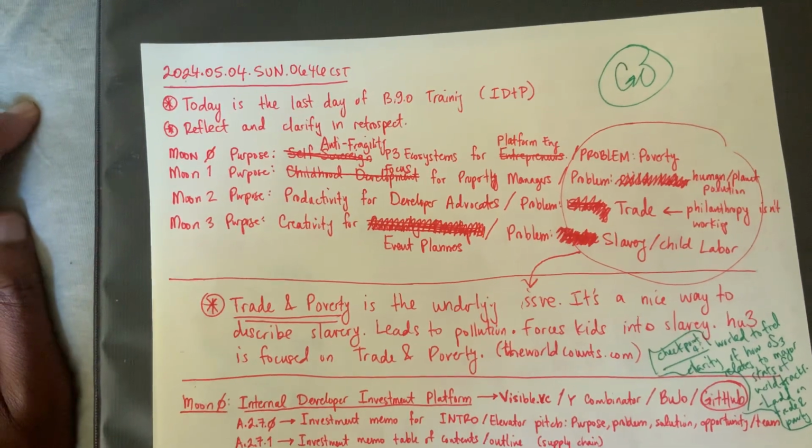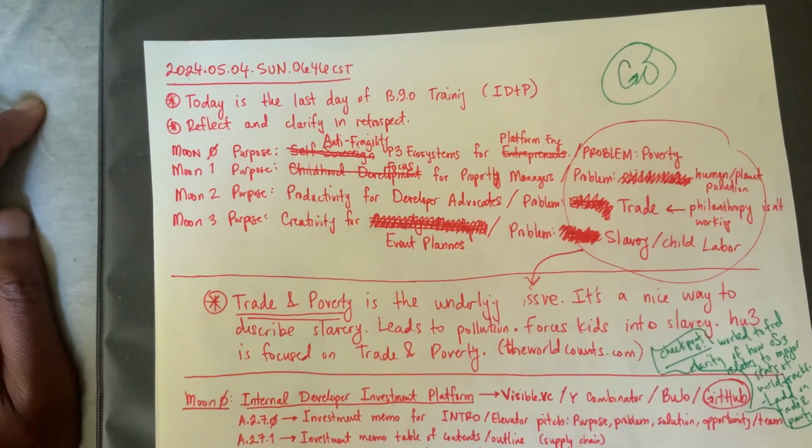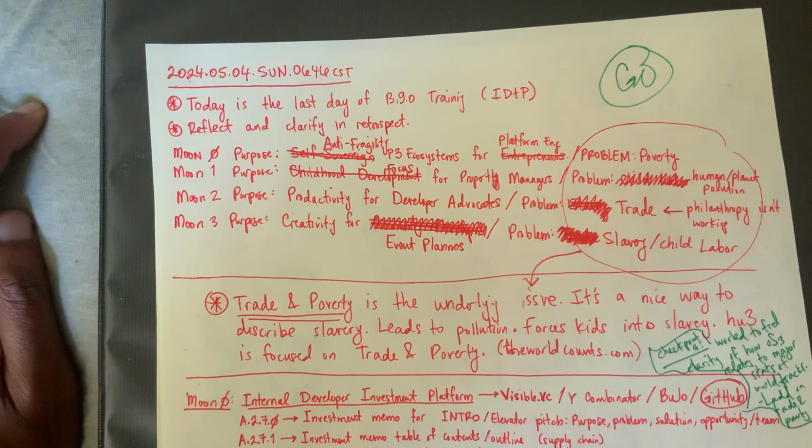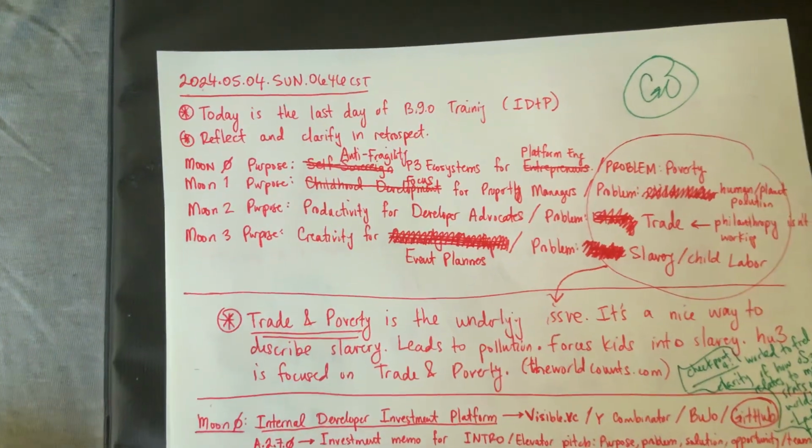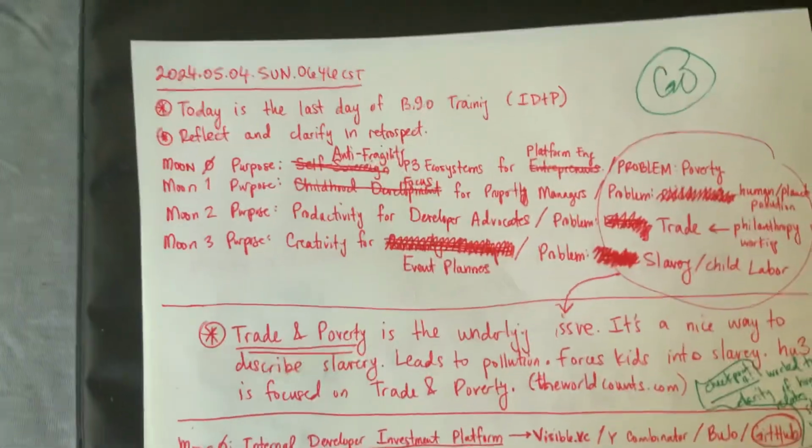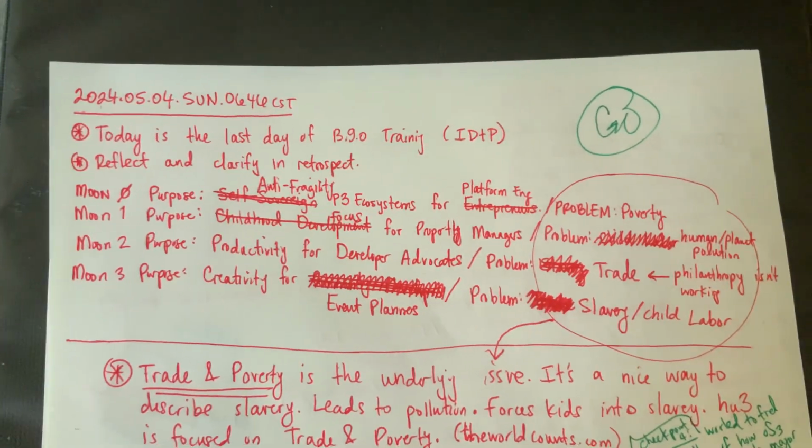So really we're just creating the purpose. We're focused on anti-fragility in month 0 with this investment memo. How can we create something that's going to last? And that's going to be for platform engineers.